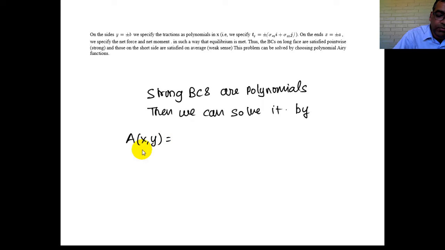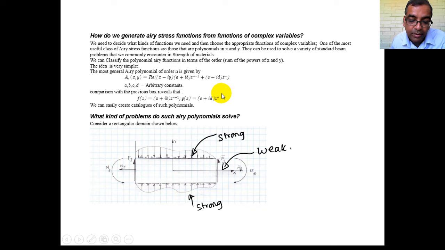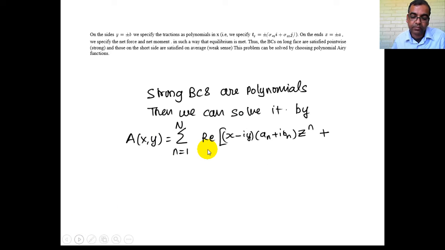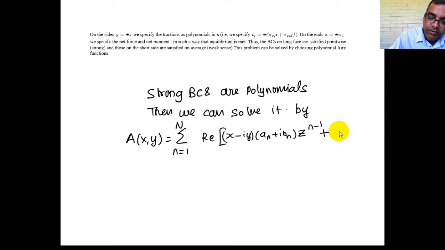So what do we have to do? A of xy is some summation n equal to 1 to capital N, whatever we want to do, of the real part of (x minus iy) times (an plus ibn) z to the n minus 1, plus (cn plus idn) z to the n. Let's make sure we have the right form.